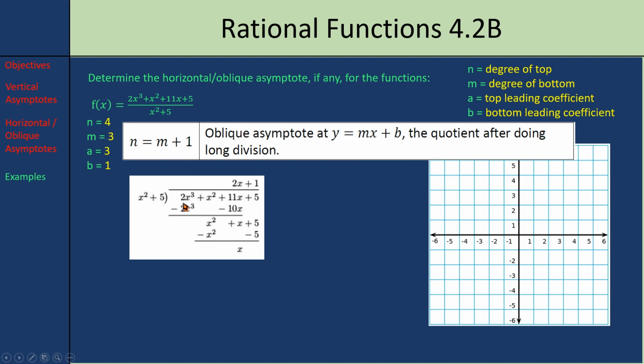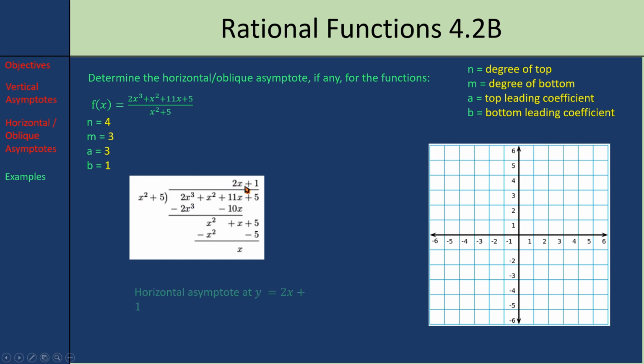So here's my long division. I have that divided by that. It gives me 2x plus 1. So my oblique asymptote, oh, not horizontal, oblique. The oblique asymptote is at 2x plus 1, which is that. Make sure you cross that out. Not horizontal, but oblique asymptote. There.